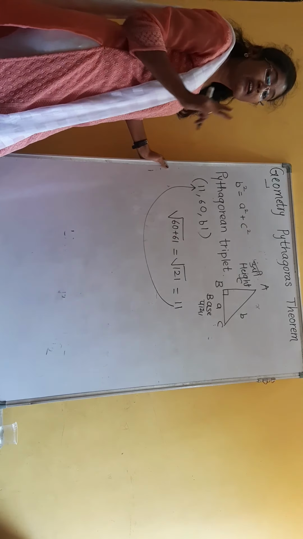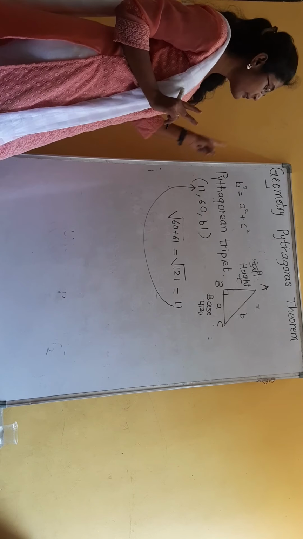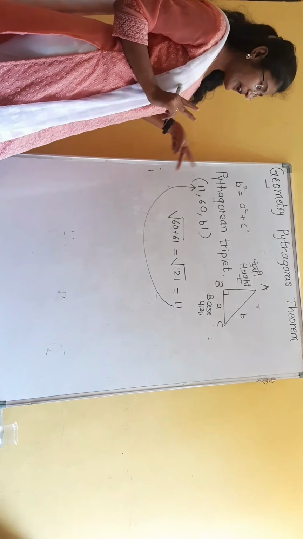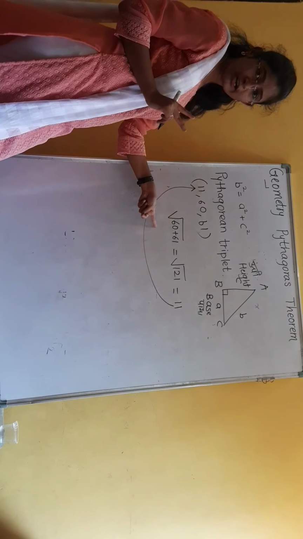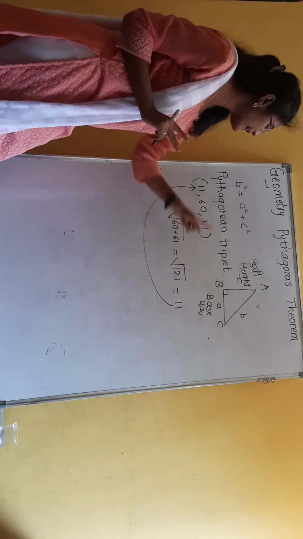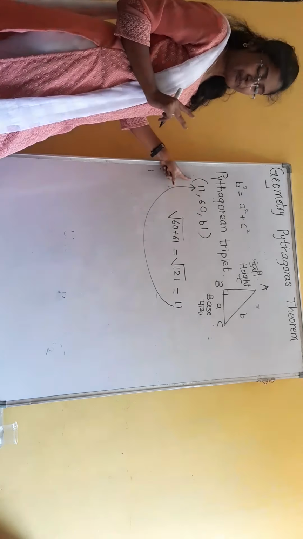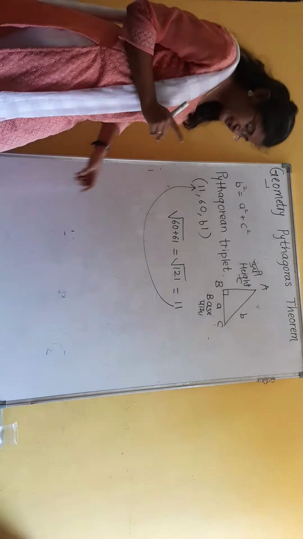So when there are two consecutive natural numbers in a Pythagorean triplet, then we can add the two greater numbers of this Pythagorean triplet and take the square root of that sum. We will get the third number. So this is about the two consecutive natural numbers.